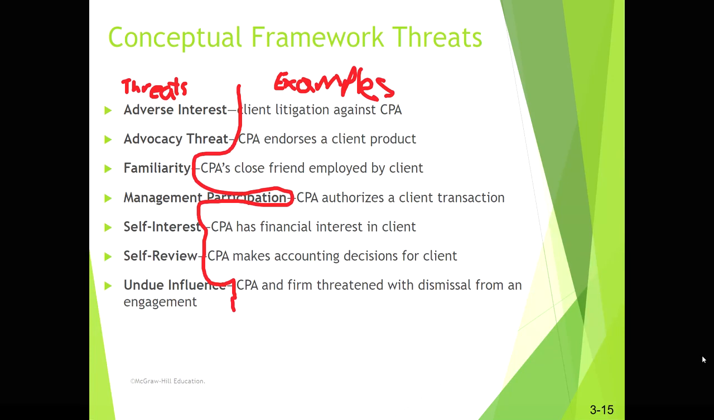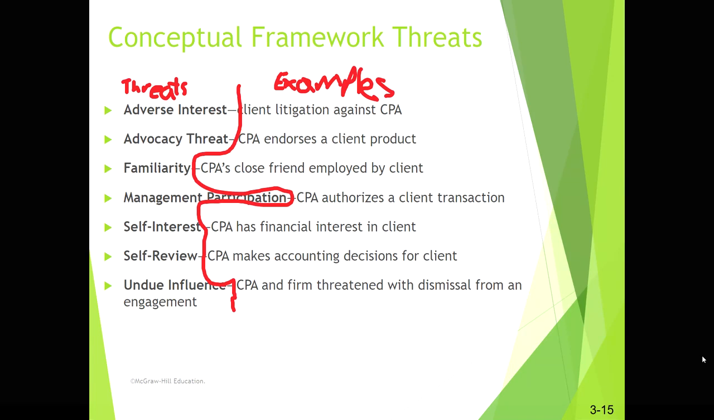And so that's an example of self-interest. Self-review, let's say you're helping make some of the accounting decisions, like which accounting method to use for inventory valuation. If you're making that decision, then part of a job of an auditor is to review changes in accounting methods, right? And so it would be hard for you to be able to do that objectively.